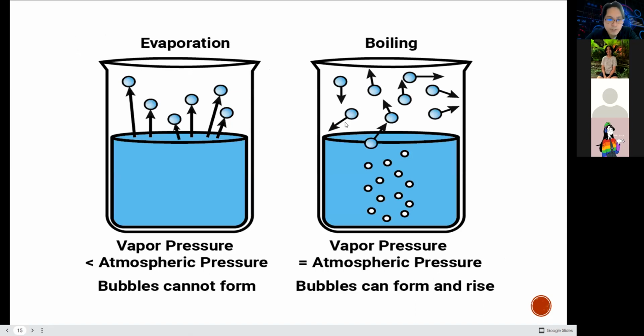If the vapor pressure is less than the atmospheric pressure, bubbles cannot form. But if the vapor pressure is equal to the atmospheric pressure, bubbles can form and rise. That's the difference.